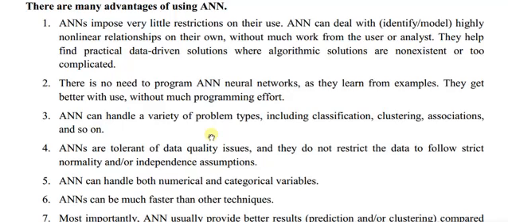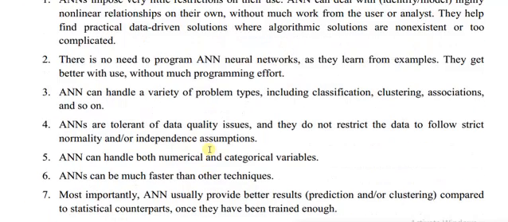ANNs are much faster than other techniques. They are much faster than, for example, constructing a decision tree for a huge data set. Compared to that, ANNs are faster. ANNs provide better results compared to statistical counterparts once they have been trained enough. The only condition here is that once the network is trained properly, it can beat all the other techniques.